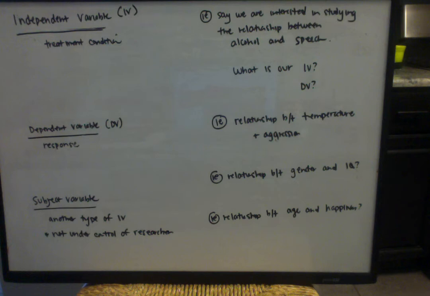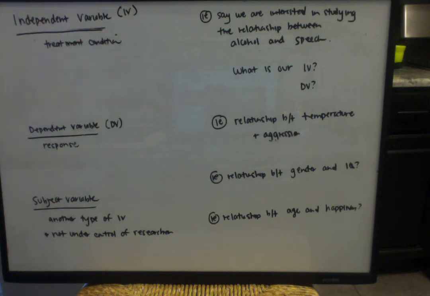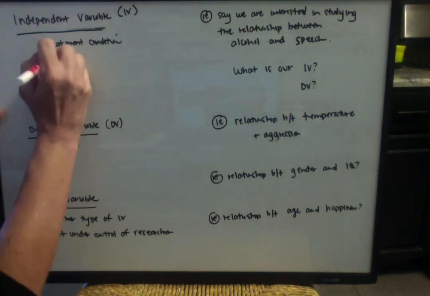Okay, now we're going to talk about independent and dependent variables. So an independent variable, which I will forevermore indicate with an IV. The simplest definition for an independent variable is that it's the treatment condition. So it's what's being manipulated in a study.